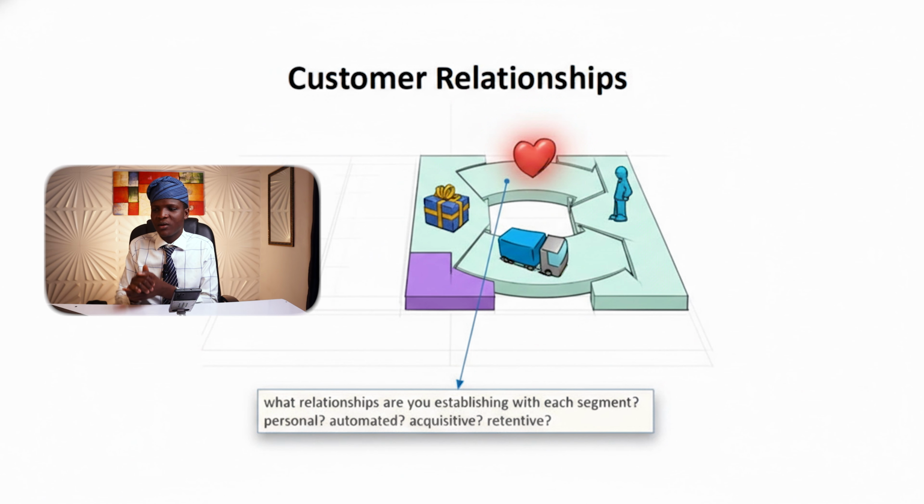The next part of the puzzle is what we call customer relationship. What relationship are you establishing with each segment? Is it personal? Is it automated? Is it acquisitive, or is it retentive? You need to know which kind of relationship you are building with people. If it's acquisitive, that is you trying to acquire more customers. If it is retention, that is you trying to retain your already existing customers. So you need to know which touch point these people are at and how you are related to them. You need to understand customer relationship at every point in time.